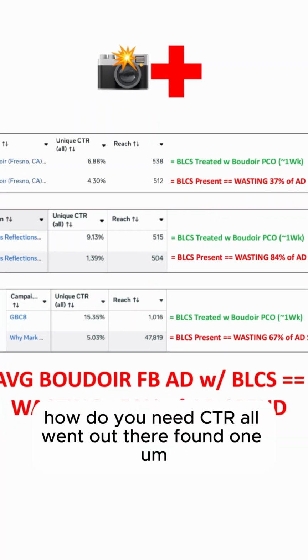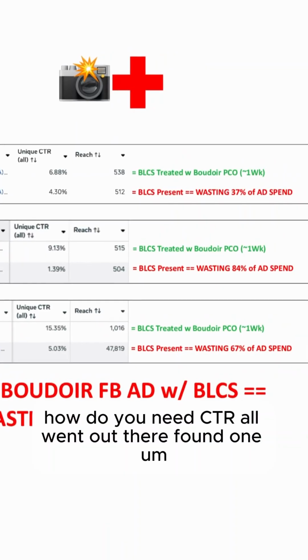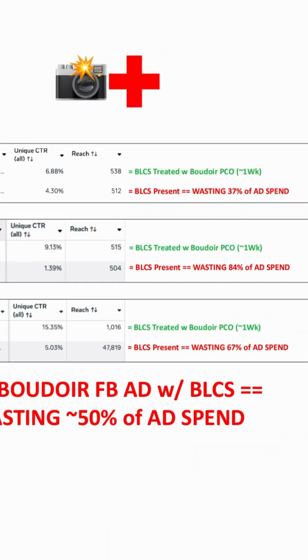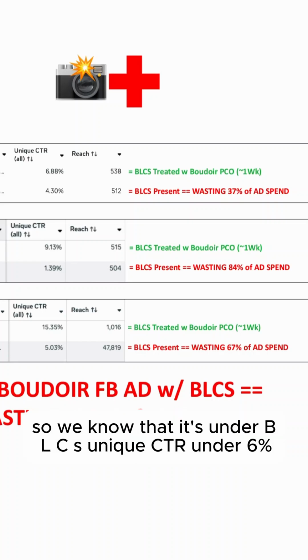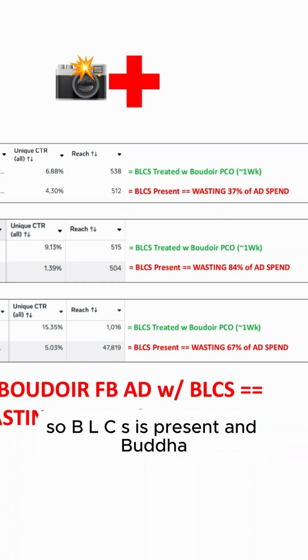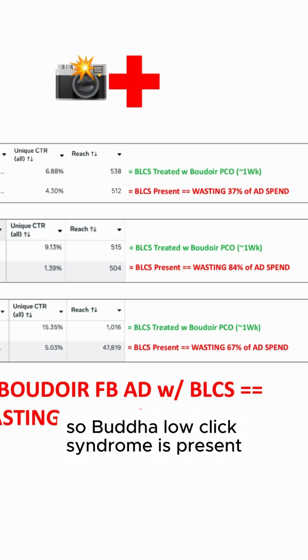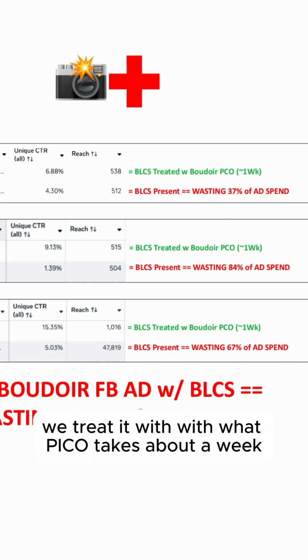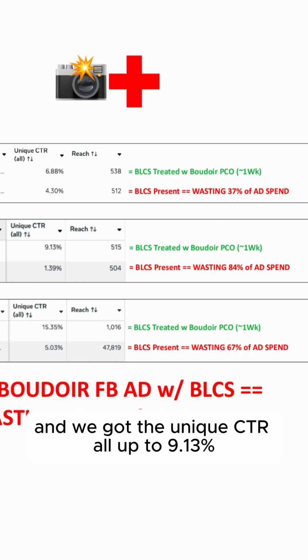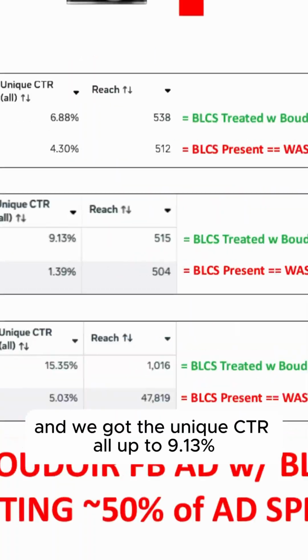Had a unique CTRL, went out there, found one. With the Facebook ad, its unique CTRL is 1.39%. So we know that it's under BLCS, unique CTRL under 6%, so BLCS is present, and Boudoir Low Click Syndrome is present. Now we discover, now that we got the solution, we treat it with Boudoir Pico, takes about a week, and we got the unique CTRL up to 9.13%.